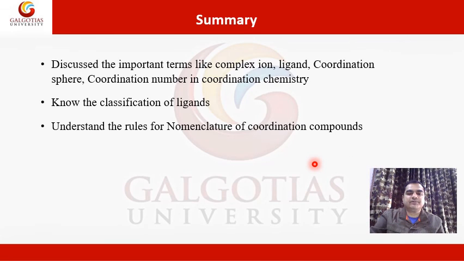Now, what is the summary of the present video? We have discussed the important terms, like how we can define complex ions, ligands, coordination sphere, and what the coordination number is in coordination chemistry. We have discussed the classification of ligands in two ways: on the basis of bonding, and on the basis of the number of donor atoms present. We have also understood the rules for nomenclature of coordination compounds, and by utilizing these rules, we have shown some examples of how we can write the names of coordination compounds.